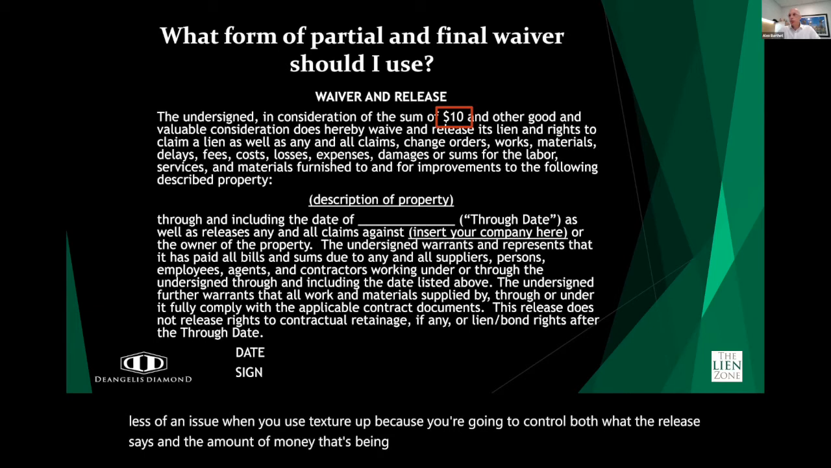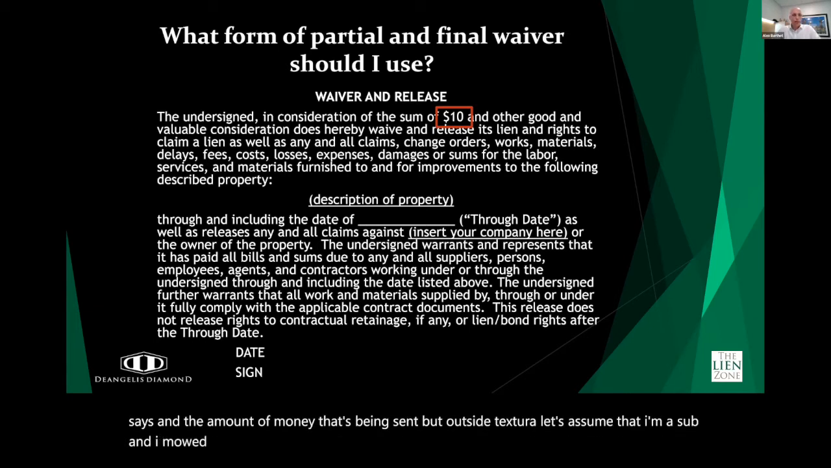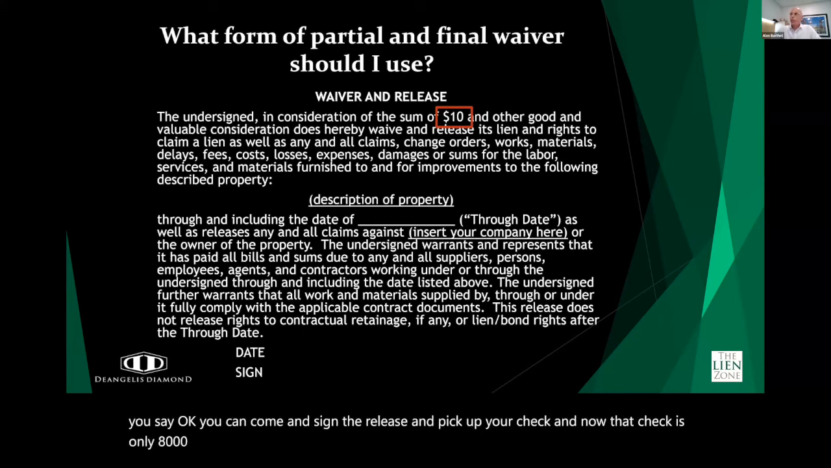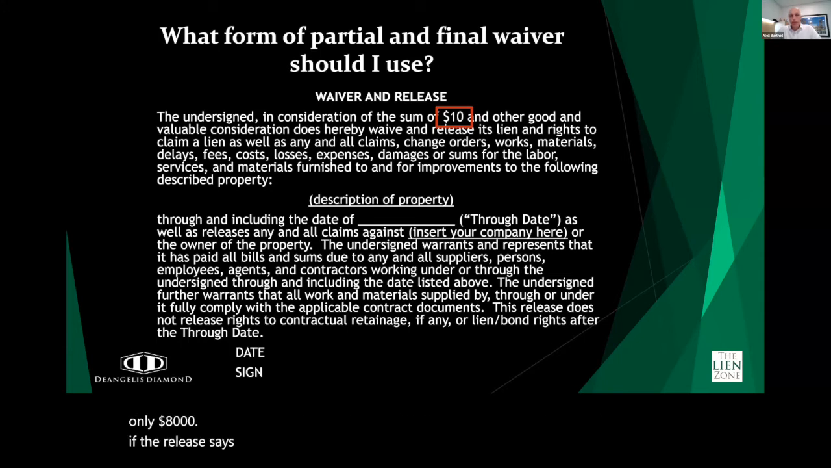But outside Textura, let's assume that I'm a sub and I'm owed 20 grand, and you say, okay, you can come and sign the release and pick up your check, and now that check is only $8,000. If the release says that it's in exchange for 20,000 and I only give a shorted check to my sub of 8,000, we now have a conflict, right? The release is contingent upon 20,000, but I only gave them 8.